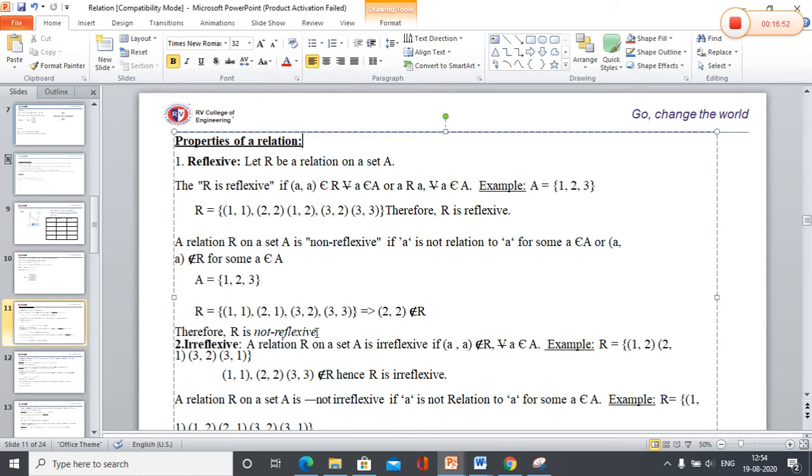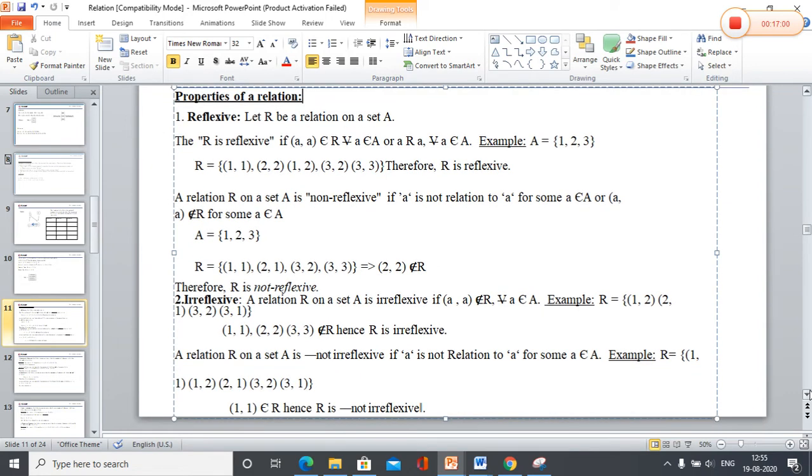Now the second property is irreflexive. What is irreflexive? Here we say that a relation R on set A is irreflexive if (a, a) does not belong to R for every a belonging to capital A. So that means none of these (a, a) pairs should be there in the relation. If any one (a, a) is there, it will not be irreflexive.